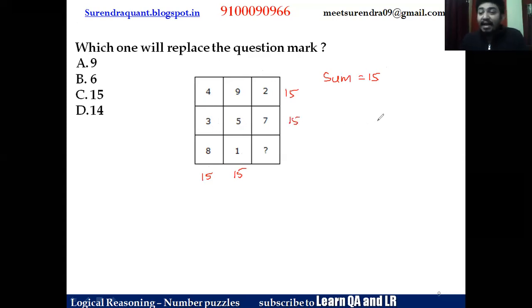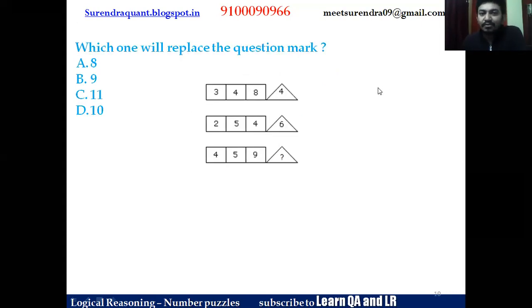It is a magic square in which the sum of the numbers in any line is 15. So 8 plus 1, 9. 9 plus 6 is 15, right? So in place of that, 6 should be there. Next question, next idea. Which one will replace the question mark?